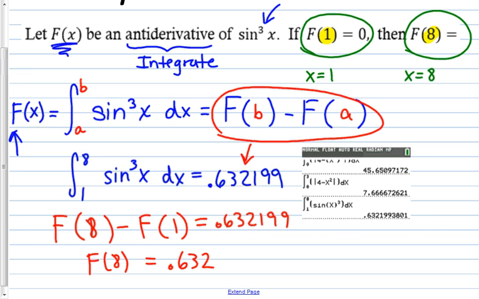0.632, and for AP, all you need are 3 decimal places. This time around, it so happened that this right here was 0, so that's why f of 8 is just 0.632. But sometimes it'll be something else. If it was 3, you would add 3 to both sides, and then it would have been 3.632. This problem is like the initial conditions problem, only worded differently.